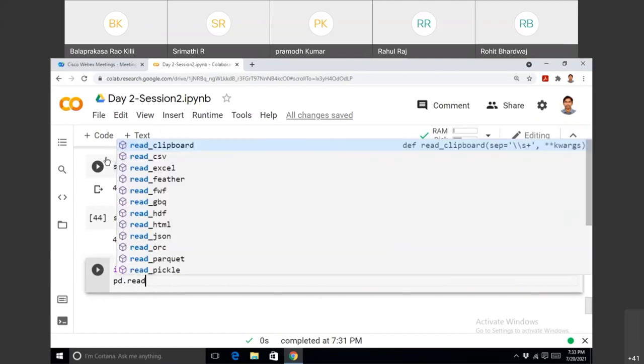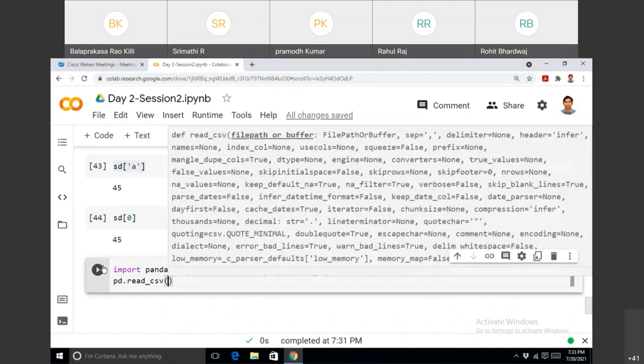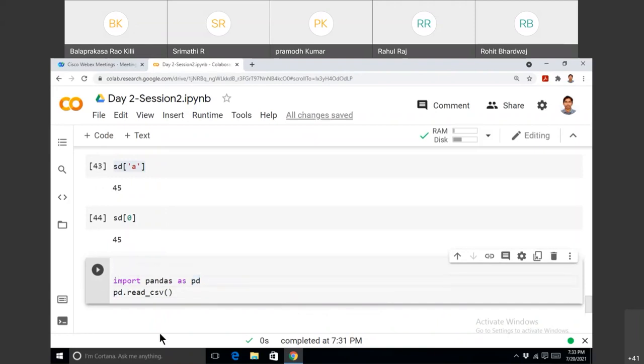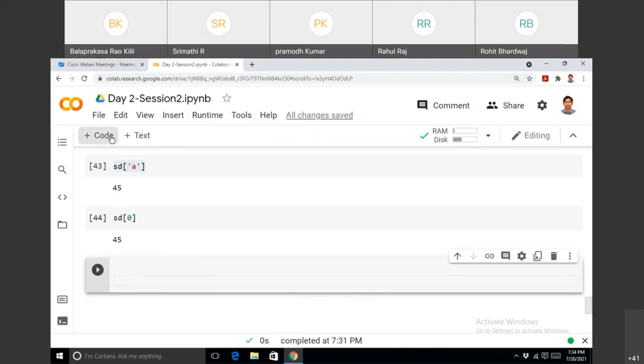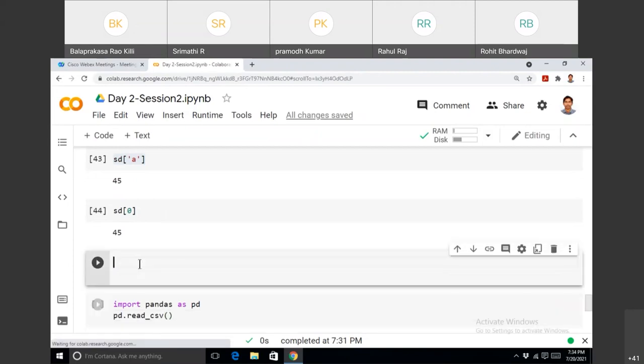If you want to read a CSV file, you can directly read a CSV file. Let me see if there are some CSV files in my system. Since I am working in Google Colab, let me first import some file. Importing some file means, first let me upload some file to Google Colab. So how to upload a file to Google Colab? Using these two commands, you can upload a file.